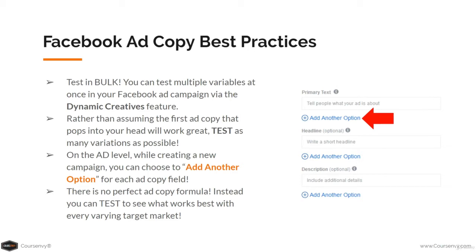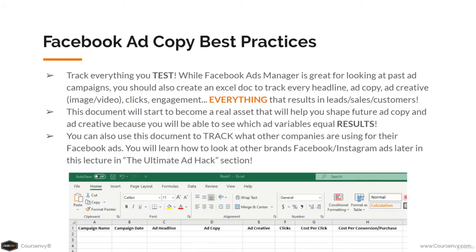There is no perfect ad copy formula. Instead, you can test to see what works best with every varying target market. So with everything you test, make sure to track it. While Facebook Ads Manager is great for looking at past ad campaigns, you should also create an Excel doc to track every headline, ad copy, ad creative.